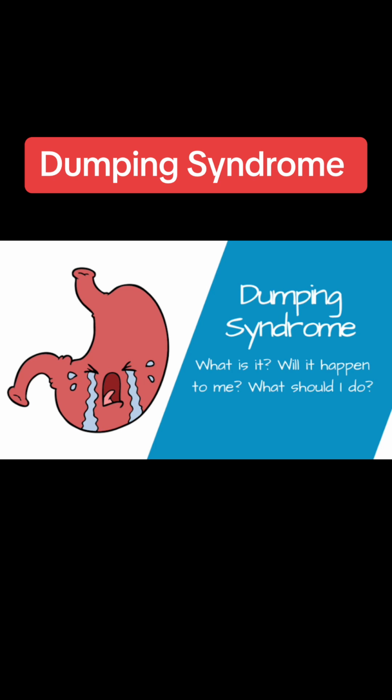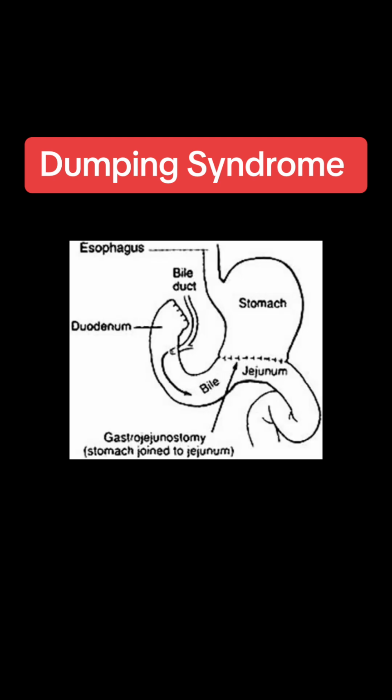Dumping syndrome occurs as a complication of gastrectomy, and especially the Billroth 2 gastrectomy, in which we remove part of the stomach, and the other part of the stomach we connect with the jejunum. So it is basically the gastrojejunostomy.